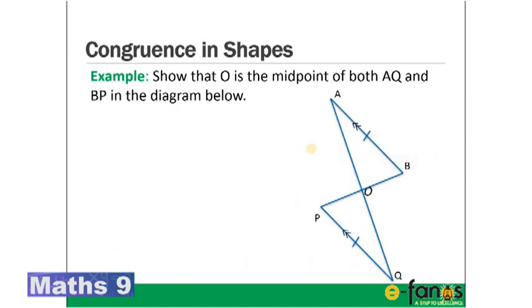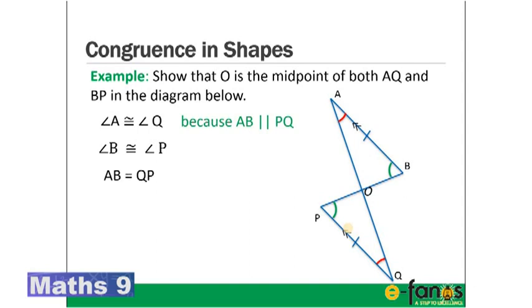Example: show that O is the midpoint of both AQ and BP in the diagram below. We know that angle A is congruent to angle Q, because AB is parallel to PQ and they are alternate angles. We also know that angle B is congruent to angle P, again because of the parallel lines and the alternate angles. And we know that AB is equal to QP, because that's given to us in the diagram.